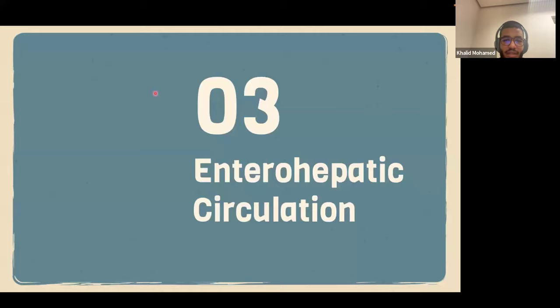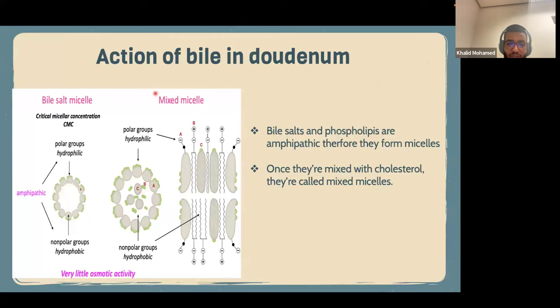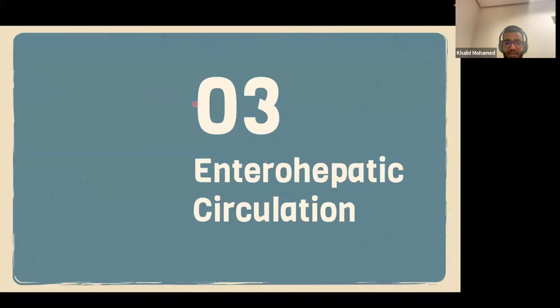Okay. Now we spoke about what bile does in the duodenum. Then what happens after the bile does its job in the duodenum? We need to either take it back or secrete it. So the fact is, only 5% of the bile is newly synthesized. 95% of the bile is reabsorbed from the ileum and the colon into the liver again.